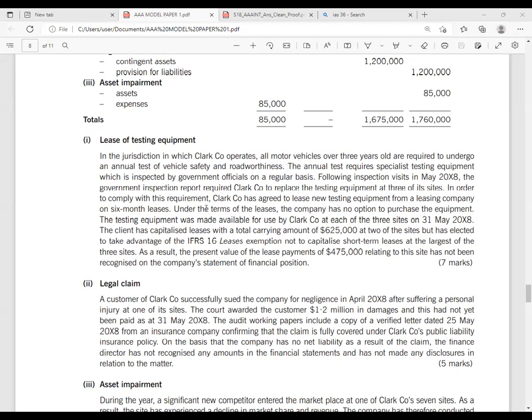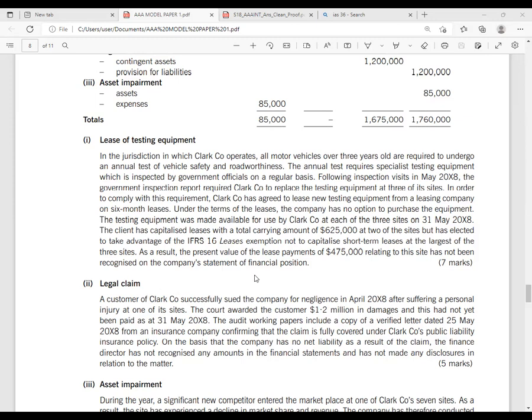The testing equipment was made available for use by Clark at each of the 3 sites on 31st May 2018. The client had capitalized leases with a total carrying amount of $625,000 at 2 of the sites, but has elected to take advantage of the IFRS 16 lease exemption not to capitalize short-term leases at the largest of the 3 sites. As a result, the present value of the lease payments of $475,000 relating to this site has not been recognized on the company's financial statements.